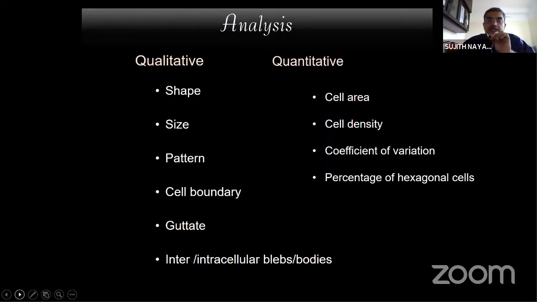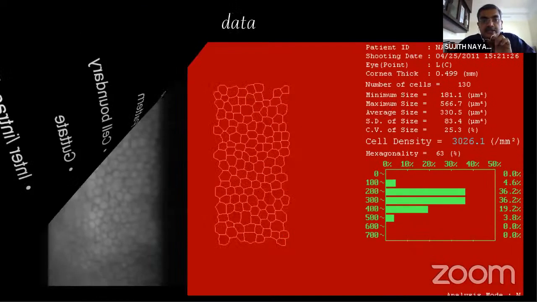So the major aspects of the analysis are divided into the qualitative as well as the quantitative. In the qualitative, you look at the size of the cell, the shape of the cell, the pattern in which it is laid out, the cell boundaries, the guttate changes, as well as certain other inter- or intracellular bodies that have been described; most of us know only the guttate changes. In the quantitative aspect, you look at the cell area, the cell density, and two other important features, that is the coefficient of variation as well as the percentage of hexagonal cells. I'll just brush through the important features.